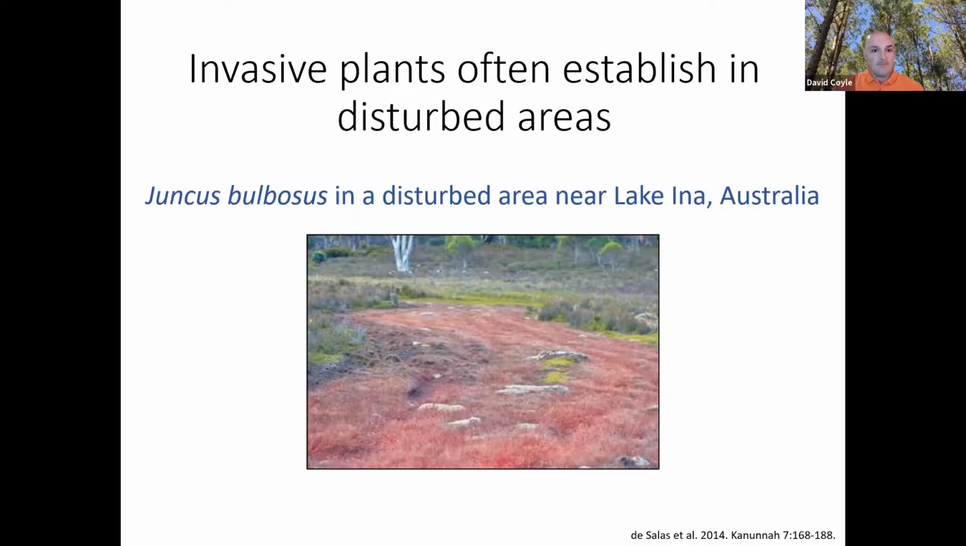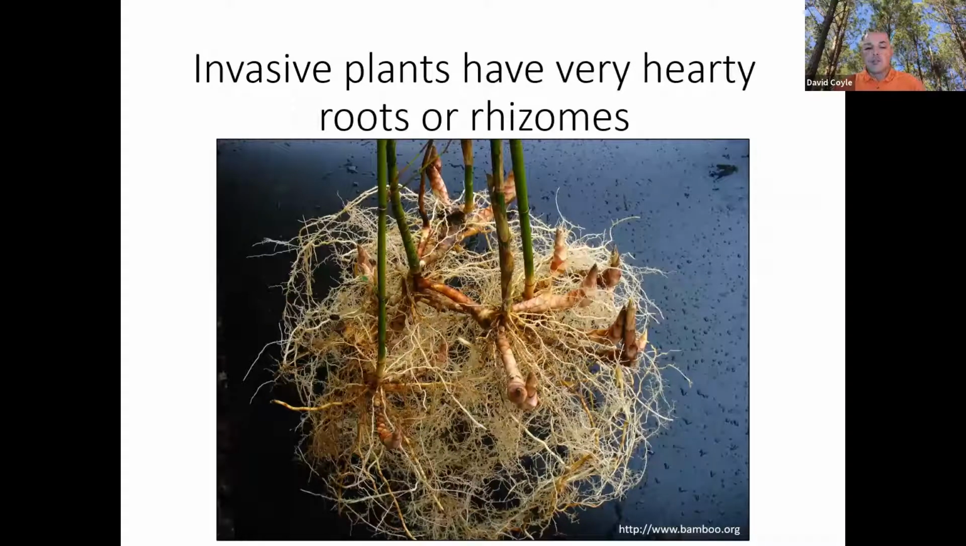by the invasive. And then very hardy roots or rhizomes, and this allows that invasive plant to withstand really, really harsh conditions. Maybe it's a drought where there's no water. It can just sort of go dormant and rely on those rhizomes and those root reserves to resprout again when conditions are right.